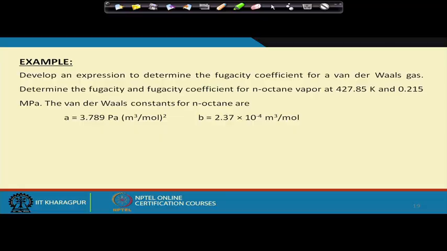Well, just one particular problem has been provided here to find out the fugacity coefficient for a van der Waals gas. You can try this problem to find out the value, and I think it is pretty straightforward. You will not get stuck in this, but in case you do get stuck, we are there with you.